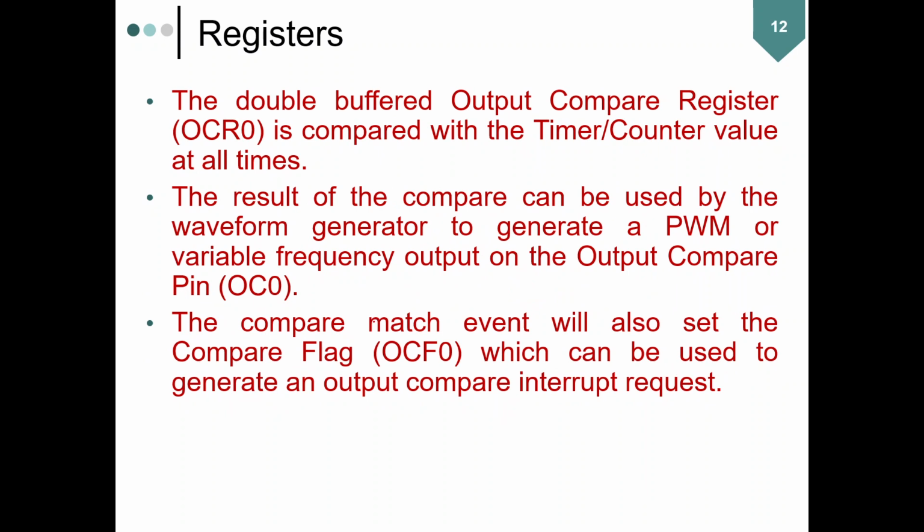The double buffered output compare register is compared with the timer counter value at all times. The result of the compare can be used by the waveform generator to generate a PWM or variable frequency output on the output compare pin, right? So this is something that we can do. The compare match event will also set the compare flag, which can be used to generate an output compare interrupt request. So this is also something that we have seen in the block diagram.